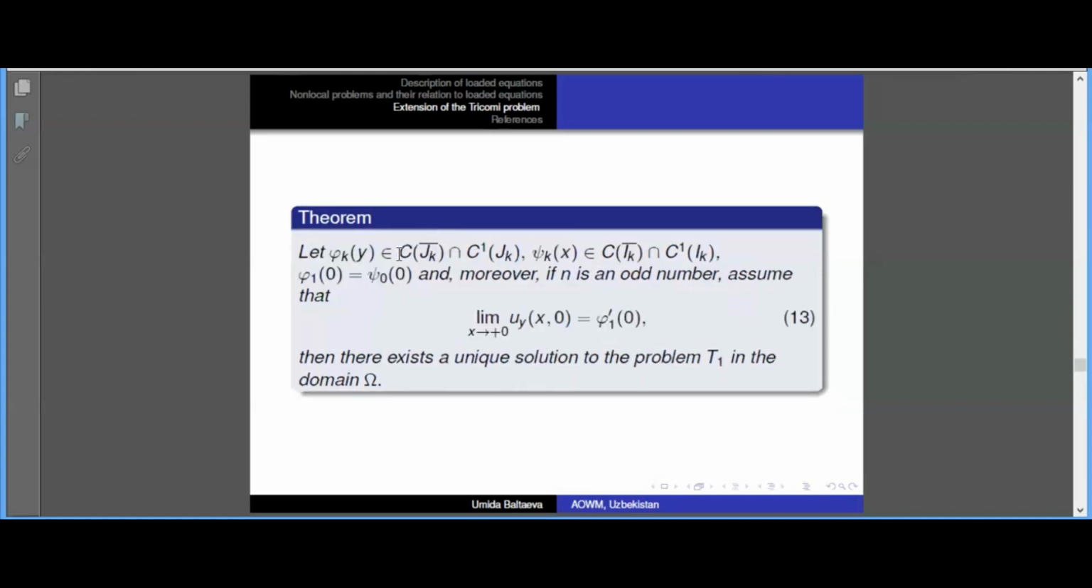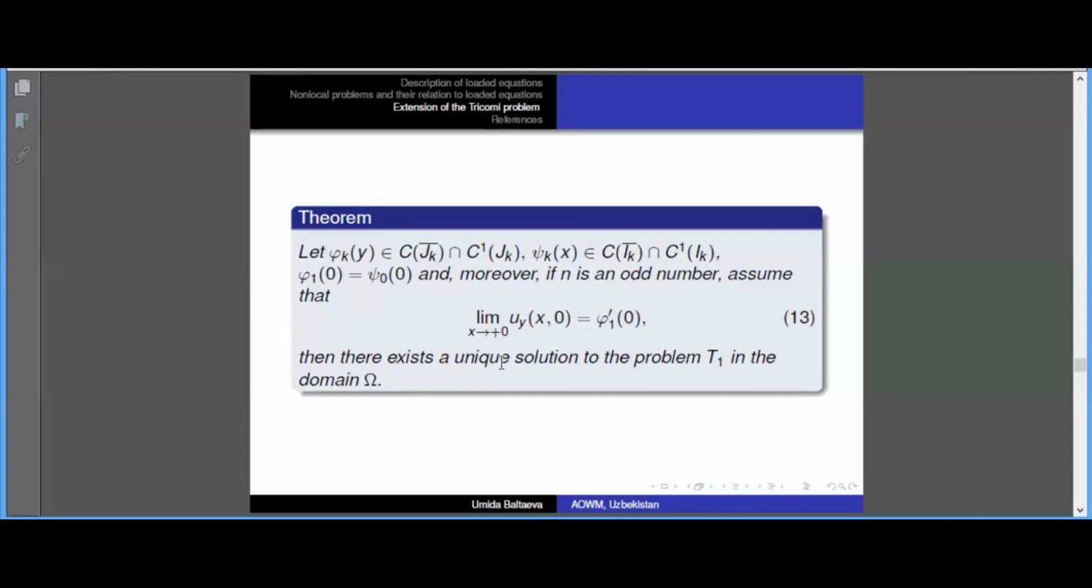Our next result is the existence theorem. Let our given functions, the characteristic phi k and psi k, satisfy these conditions, and moreover, if n is an odd number, it satisfies this condition, then there exists a unique solution to the problem T1 in the domain omega.